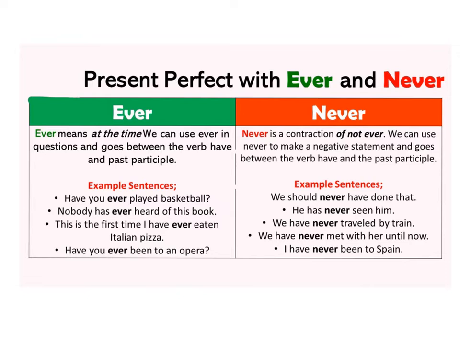The example sentences are: we should never have done that. He has never seen him. We have never traveled by train. We have never met with her until now. I have never been to Spain. Pay attention how these things are in affirmative form. Only in affirmative form. You cannot say hasn't or haven't never. No, you need has never, have never, and in this case, should never.